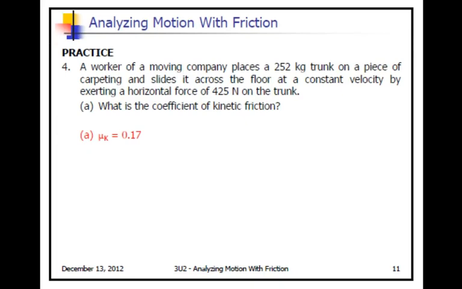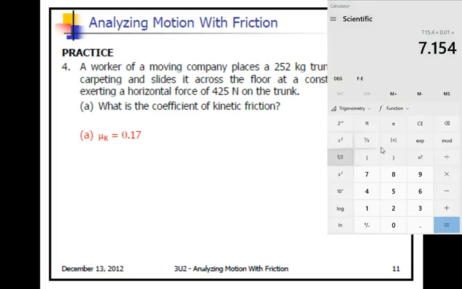A worker of a moving company places a 252 kilogram trunk on a piece of carpeting and slides it across the floor at a constant velocity by exerting a horizontal force of 425 newtons on the trunk. What is the coefficient of kinetic friction?